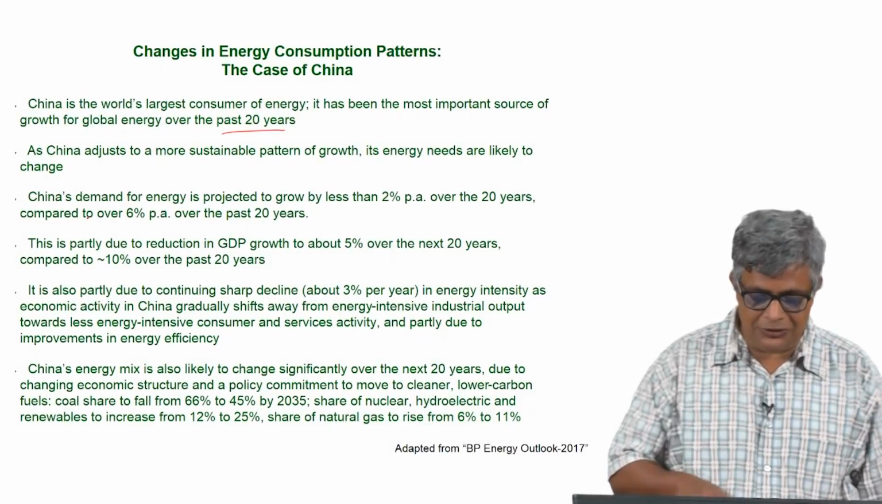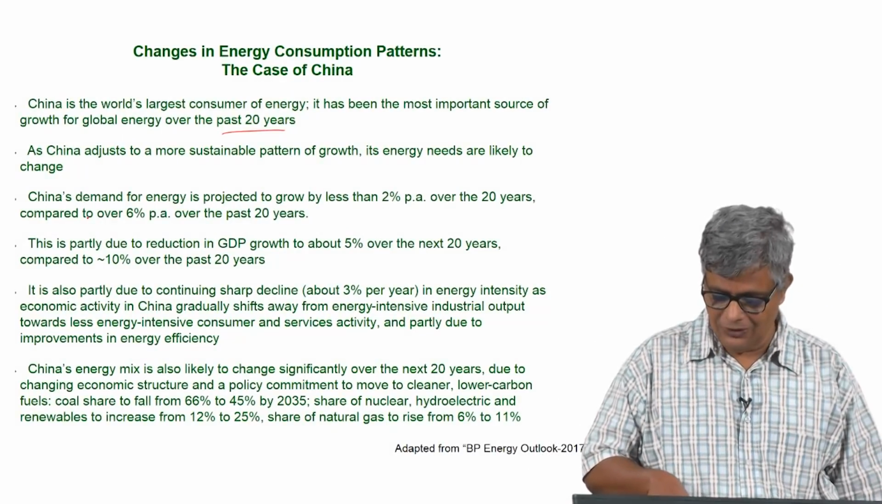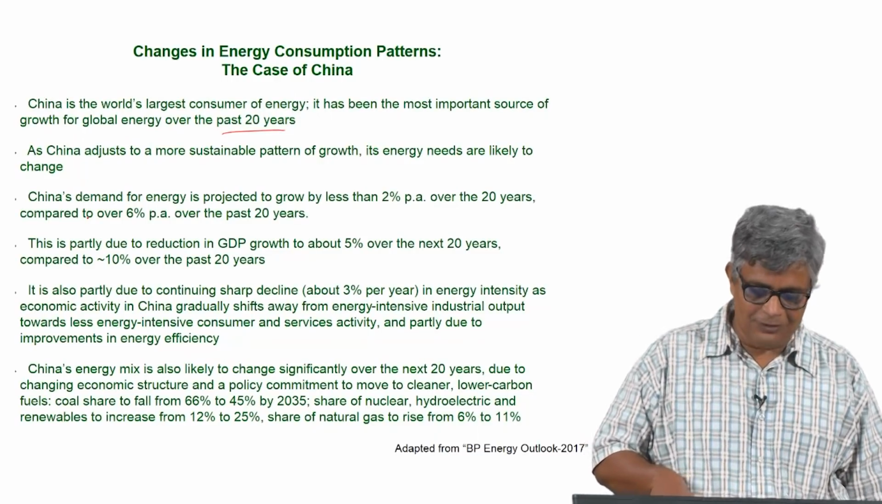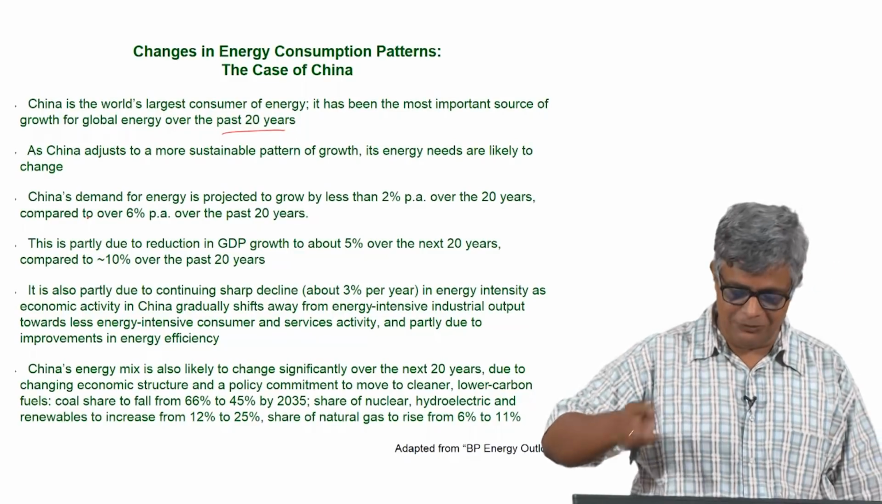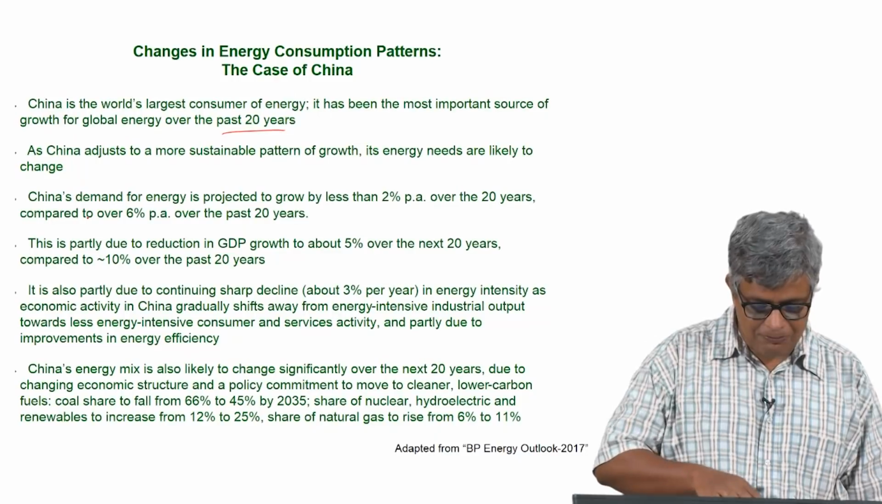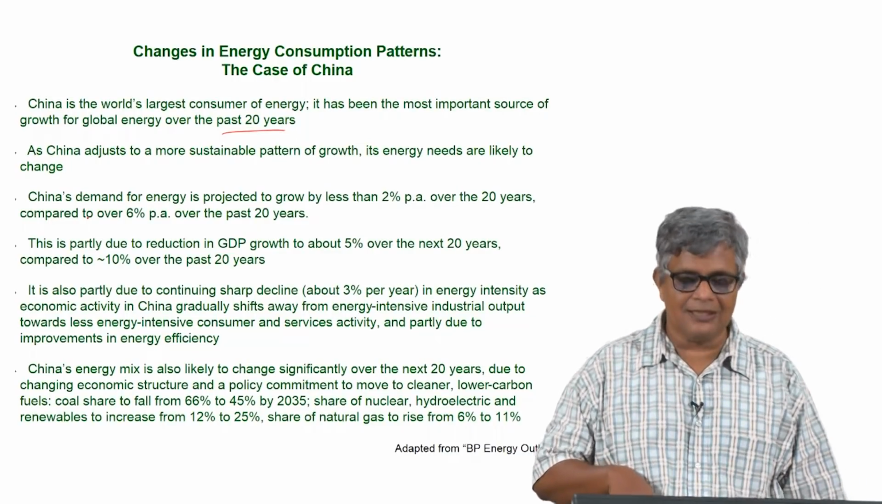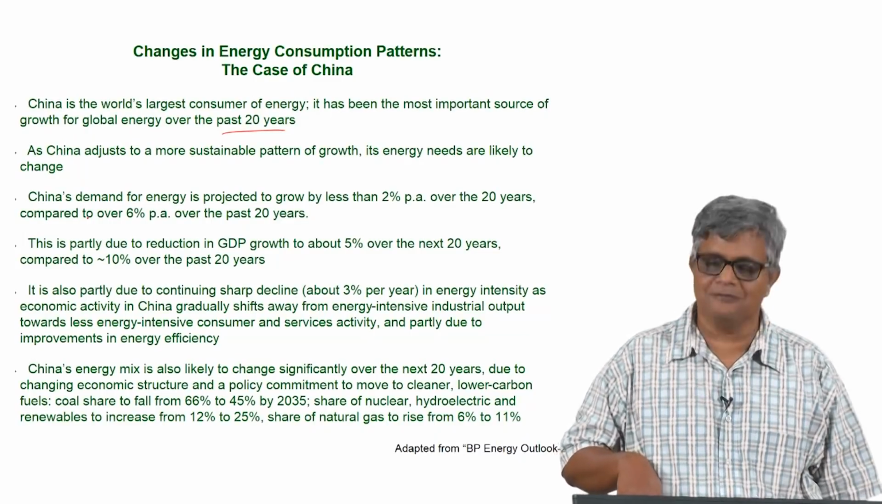And this is partly due to reduction in GDP growth to about 5% over the next 20 years compared to about 10% over the past 20 years. So, there is the linkage between the energy consumption and GDP. It is also partly due to continuing sharp decline, about 3% per year, in energy intensity.